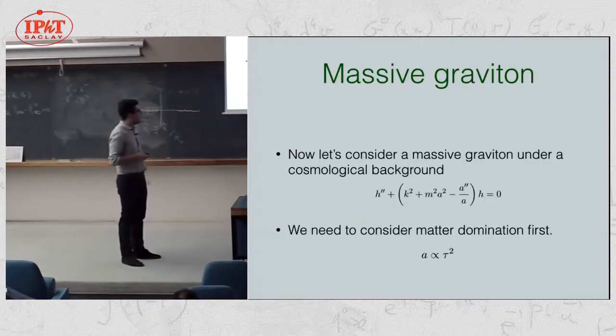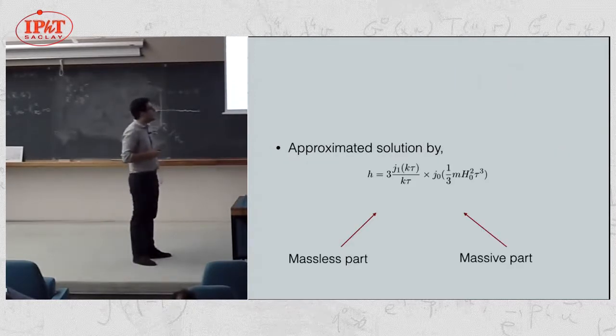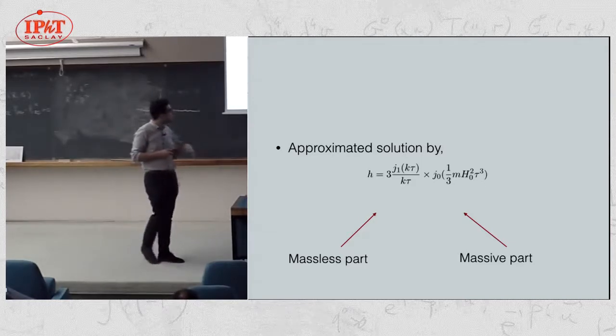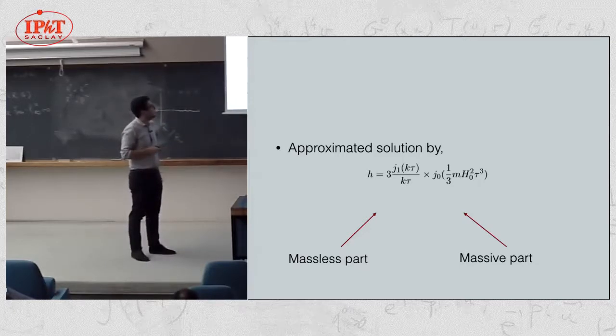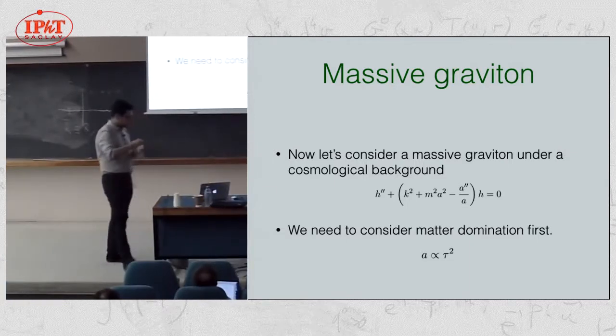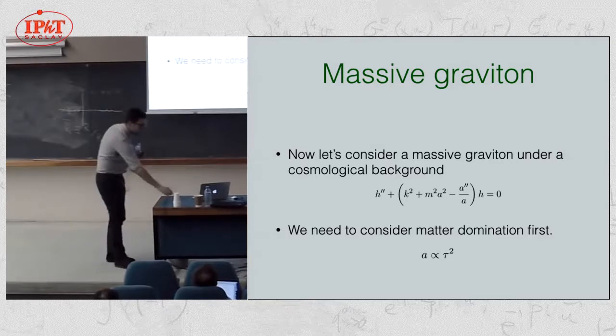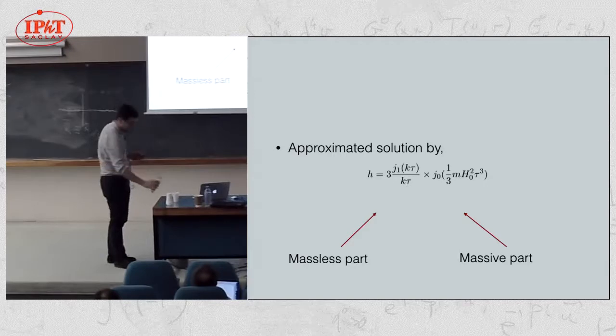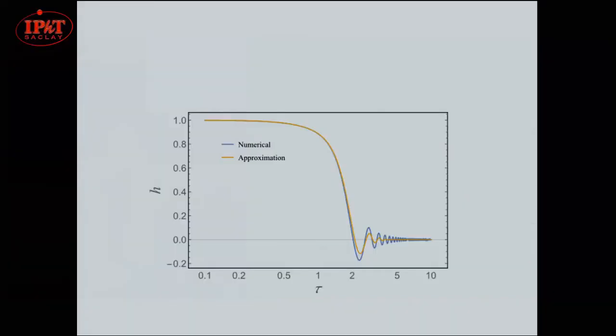So one has only k squared minus a double dot divided by a. One will find that the solution is this part from here, which, as I told you before, will enter the horizon and then leave. But if we take only the m squared a squared, we find that it is given by that part. And so one can try to see those kinds of solutions, and we find that they are in very good agreement with solving them numerically.